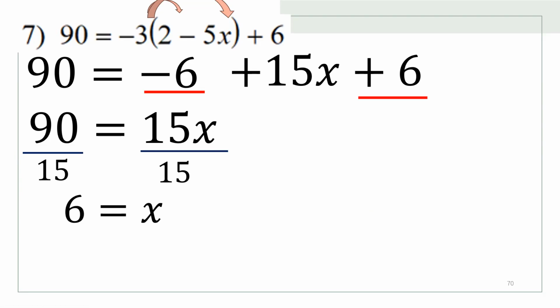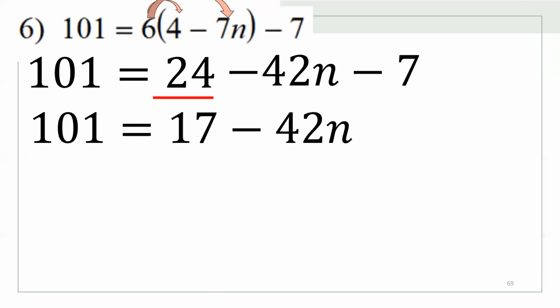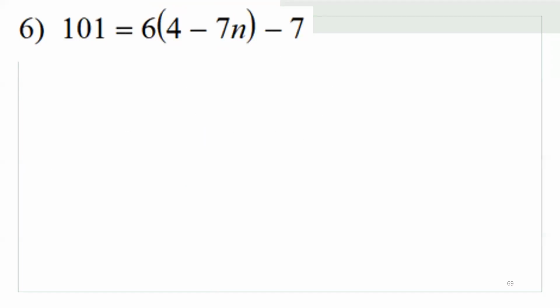Now go back to 5. No, let's go to 6. Sorry, let's go to 6.